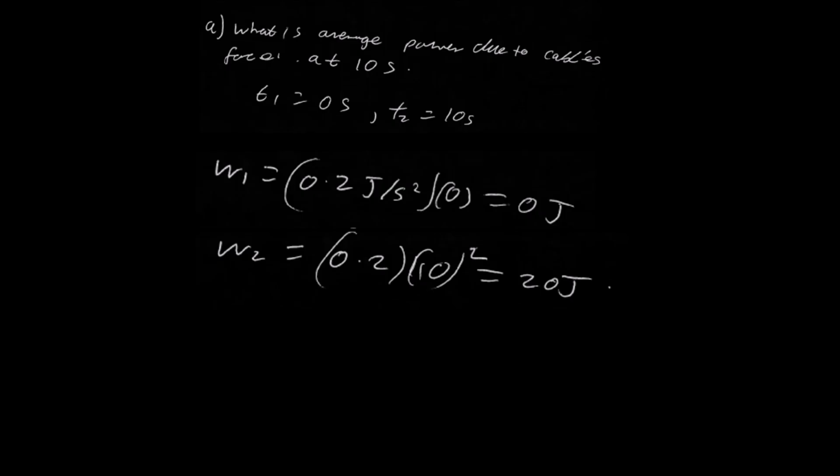Now, typically, if a question like this is set on an exam, people get very excited that they've managed to solve this so simply by realizing this trick, and then they forget to do this last part. That work is done over 10 seconds. So the power here is 20 joules over 10 seconds, which gives us 2 watts or 2 joules per second.